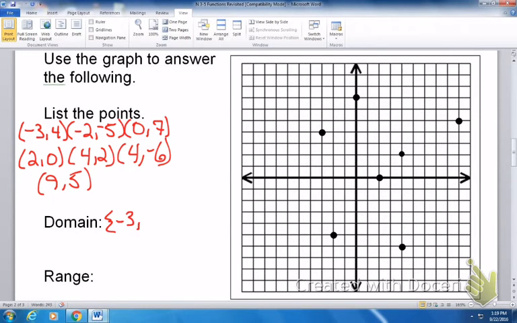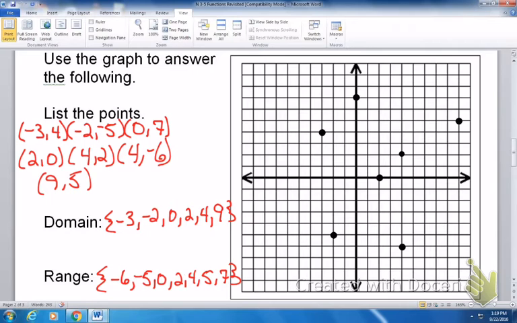I have negative 3, negative 2. I have 0. I've got positive 2. I've got positive 4, but I have a second one. I don't really need to write it again. And then I have 9. Now let's look at the range, which is all the y values. I have negative 6, negative 5, 0, 2, 4, 5, and 7. So guys, doing that should be fairly easy.